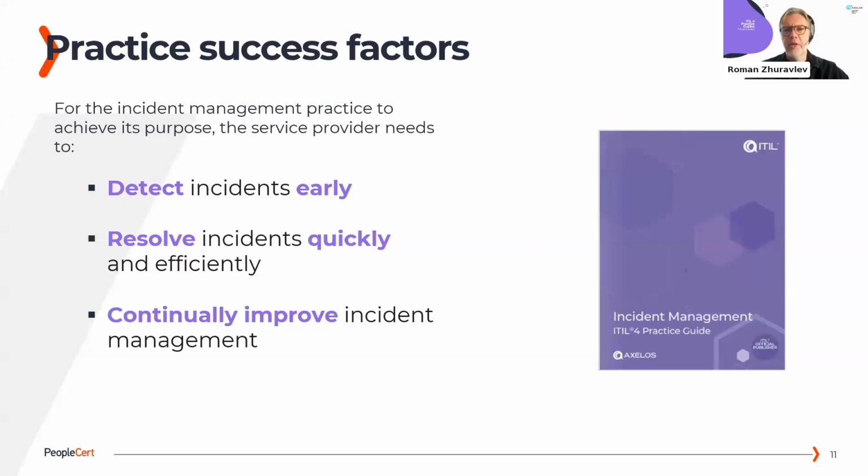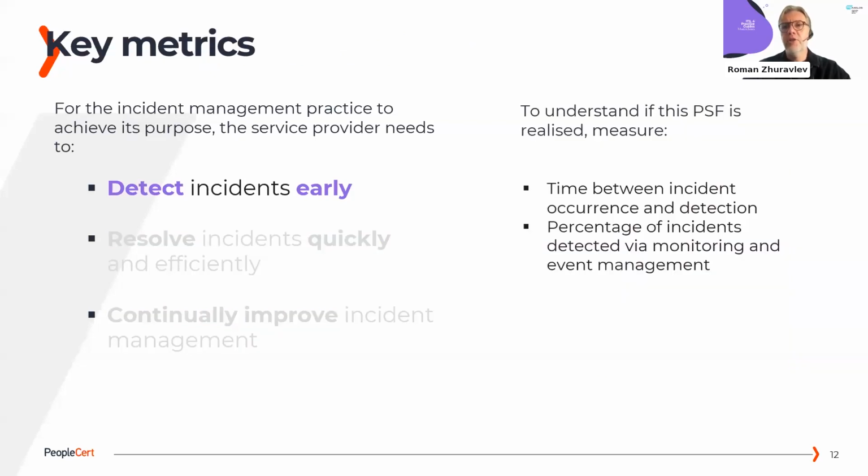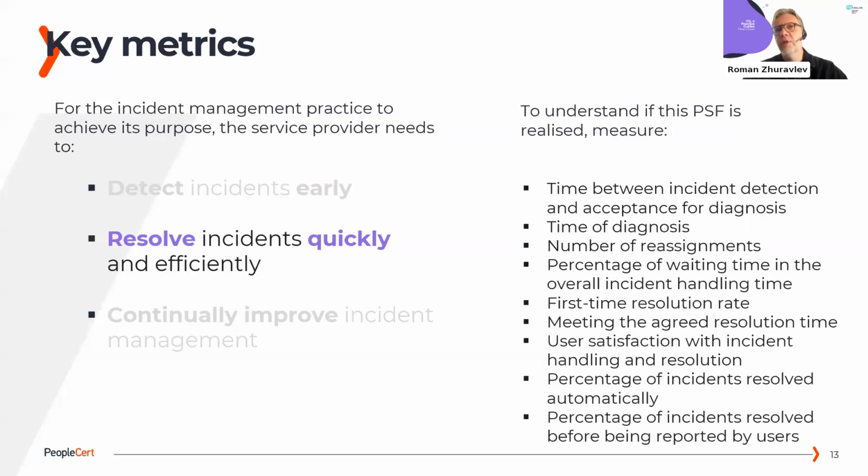The next element in each practice guide: to each PSF, we attached metrics. So the key metrics for the practices which are provided in each practice guide are linked to the PSFs. So for instance, for early detection of incidents, the key metrics are the time between incident occurrence and detection, and the percentage of incidents which are detected not because the victims cried to us, but because we used some monitoring and event management. So we detected incidents ideally before they started affecting users. Maybe we even managed to resolve incidents before they started affecting users. That would be the best scenario.